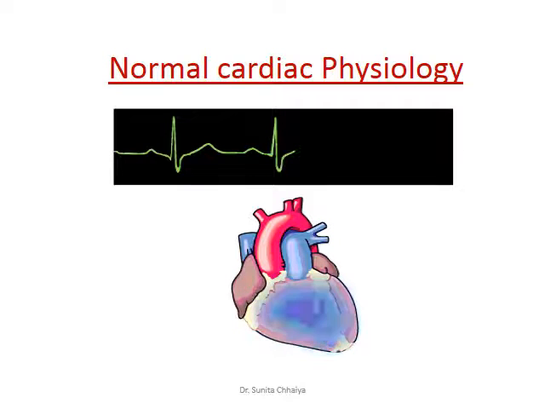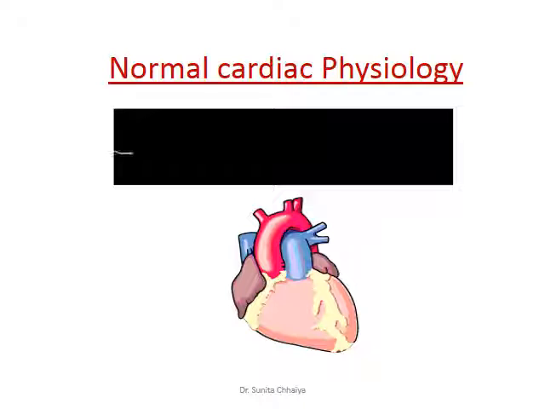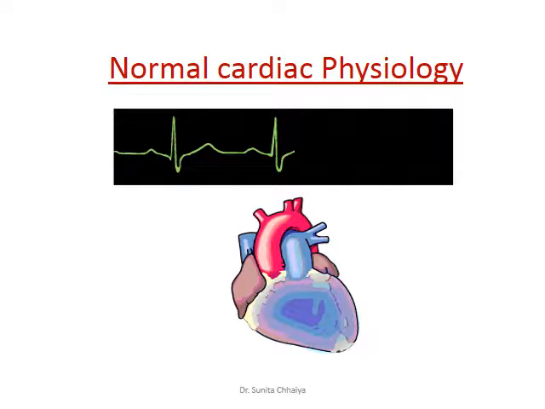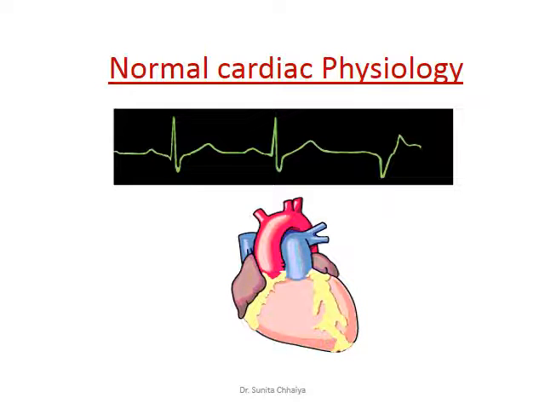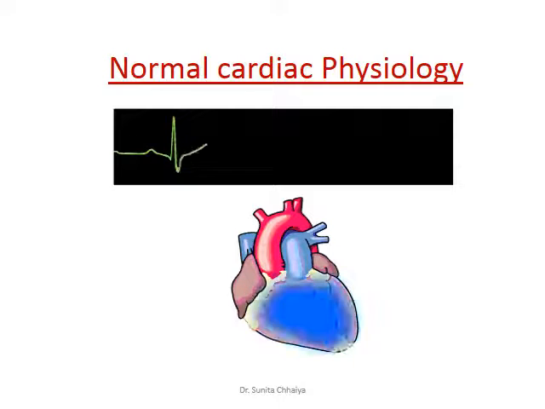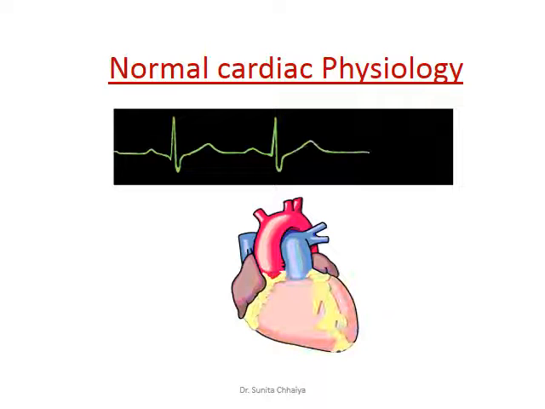Hello all, welcome to another session on normal cardiac physiology. The human heart works as a mechanical and electrical organ. To perfuse the body with blood, the mechanical and electrical components of the heart must work in coordination. The mechanical component pumps the blood and the electrical component controls the rhythm. So in this session, we will recall the normal cardiac physiology.